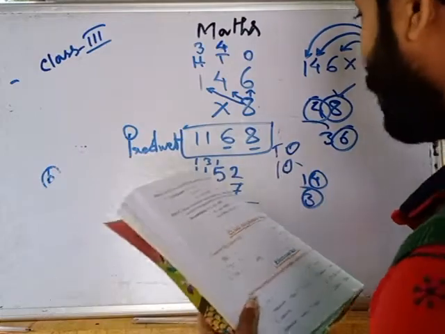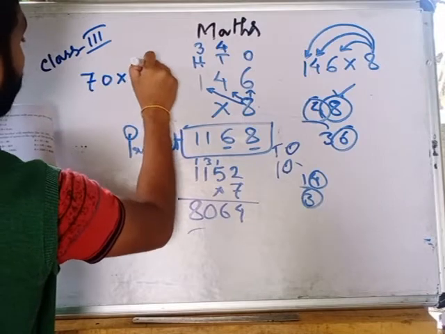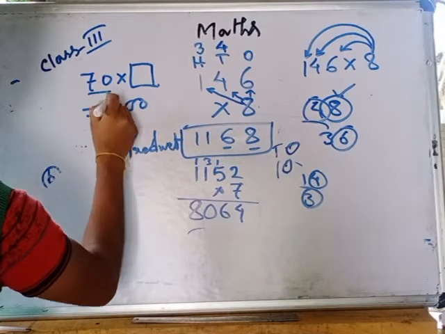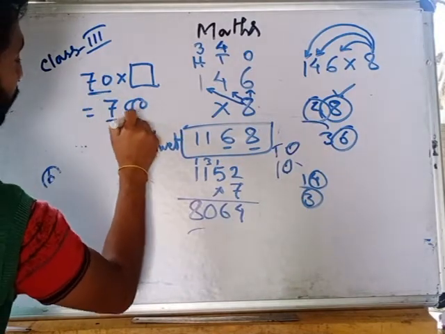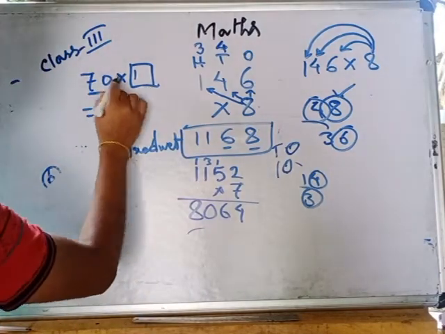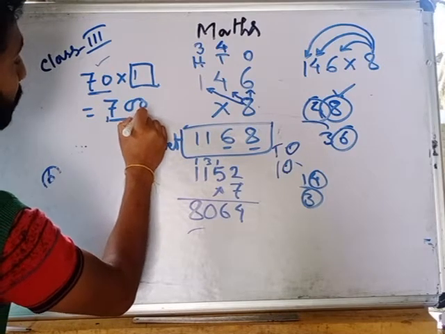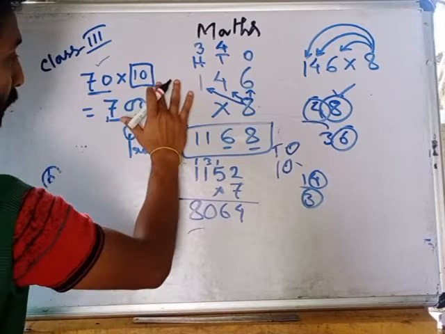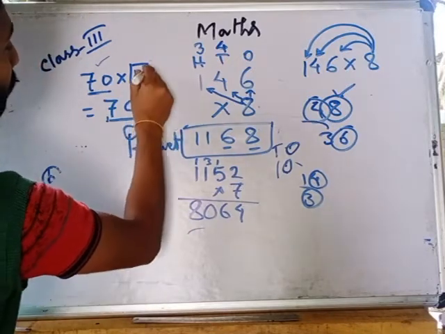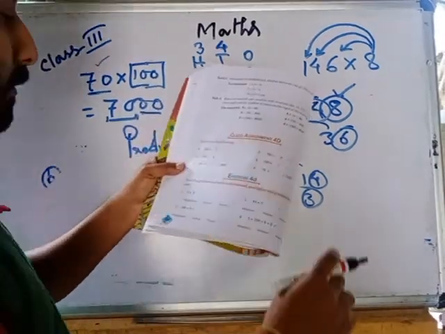If any number is multiplied with 0, that is also 0. Suppose it is 70 multiplied with any number, like 100. At first, 70 multiplied with 1, that is 70. So we should write here 1. If any number is multiplied with 1, that is also the same number. But the last 0 is here, so we should write here 0. That means 2 zeros left, so we should write here 000. Okay, so we should fill up the box.